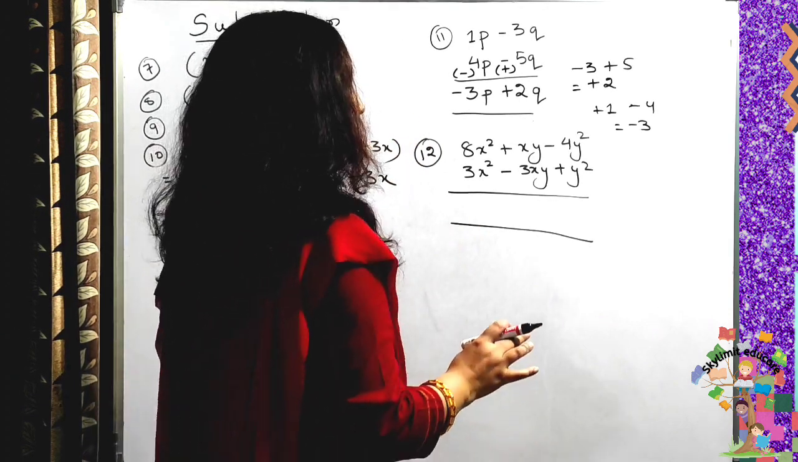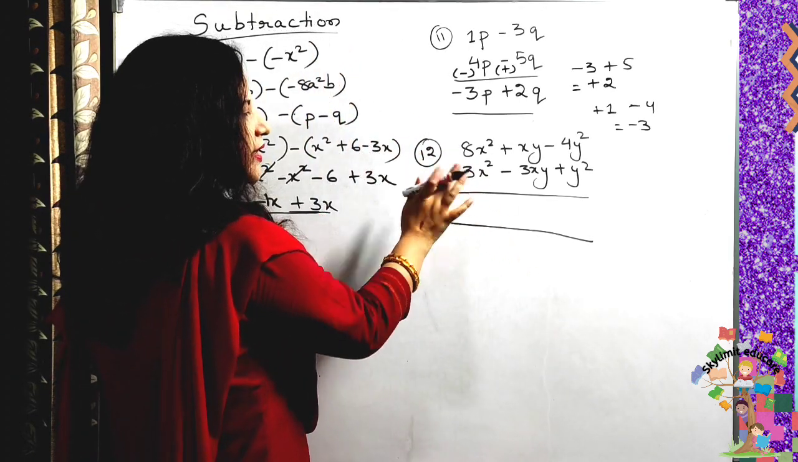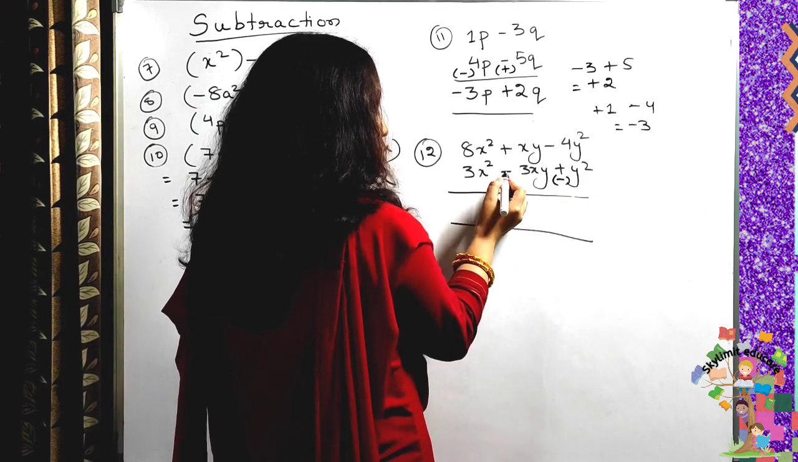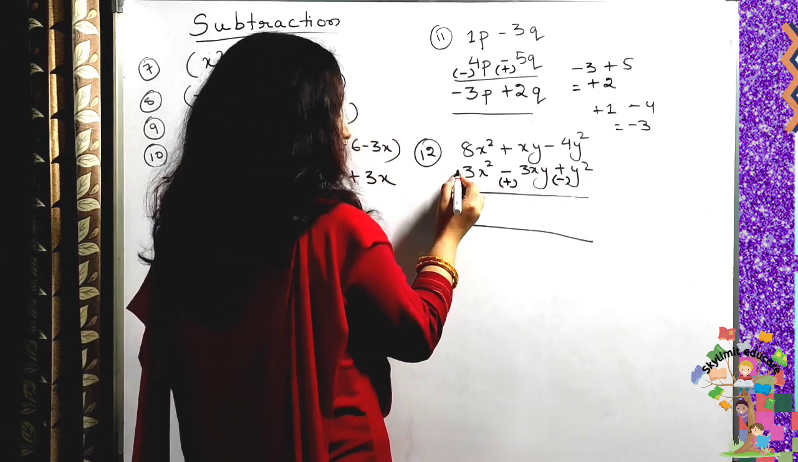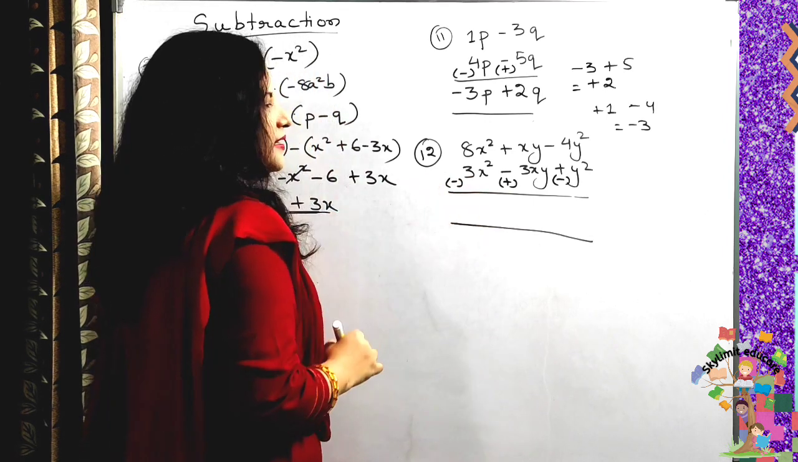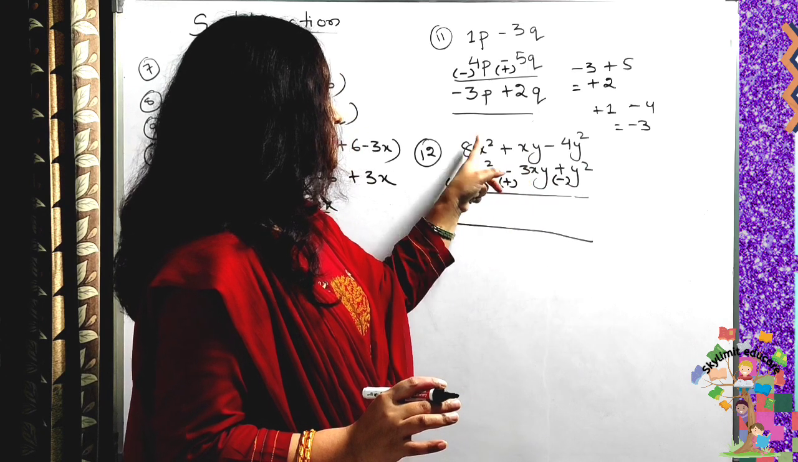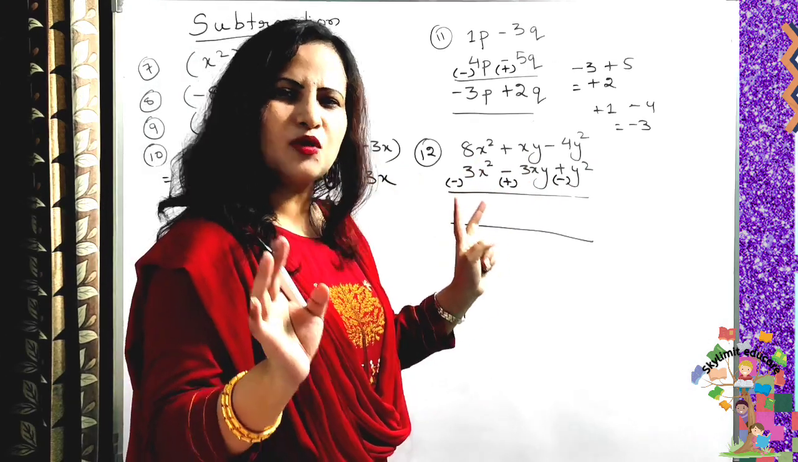Okay, that's it. Just about the sign. Now here also this is the minuend, this is the subtrahend. So the subtrahend's sign will change. Plus will become minus. Minus will become plus. And this is plus, so it will become what? Minus. That's it. Now these two are like terms. These two are like terms. These two are like terms. We will subtract them column wise.